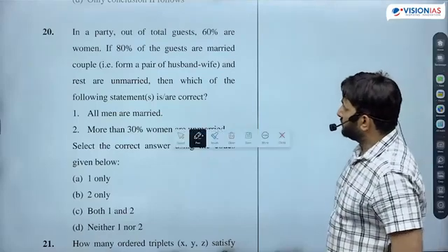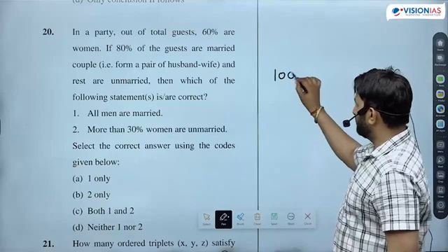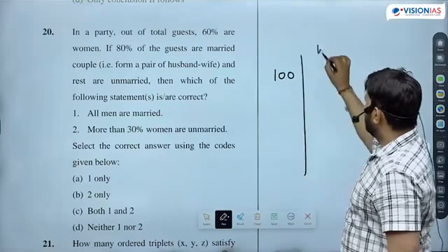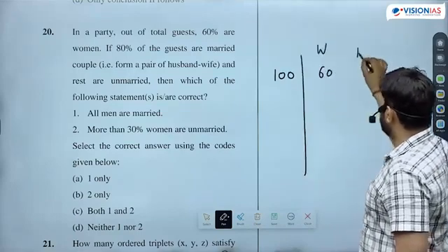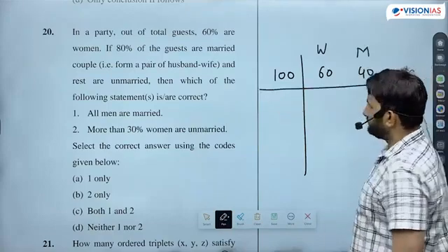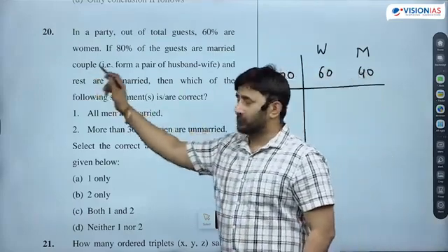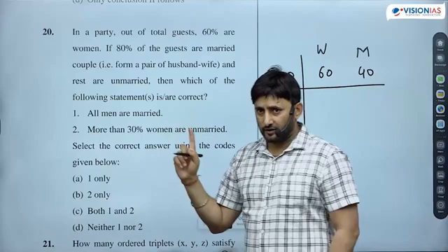In a party, out of total guests, 60% are women. Let the total number of people be 100. Women are 60, men will be 40. 80% of the guests are married couples. Take care of this, children.